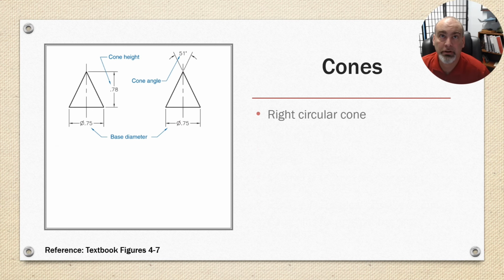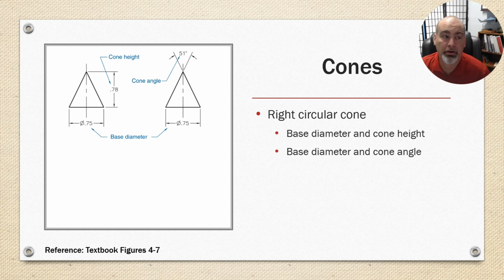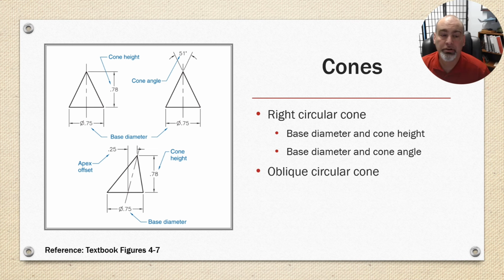Cones. For the right circular cone, the base diameter and height is required, or you can dimension it as the base diameter and cone angle. For an oblique cone, which is canted over, you have to have the base diameter, cone height, and apex offset. So in the example on the left, it's 250 thousandths offset.